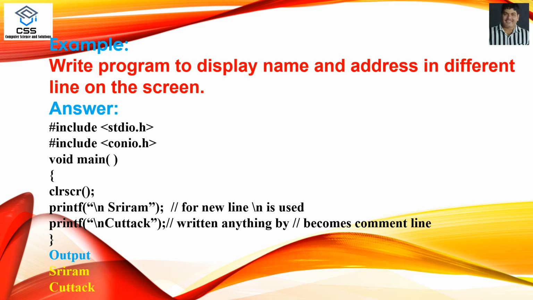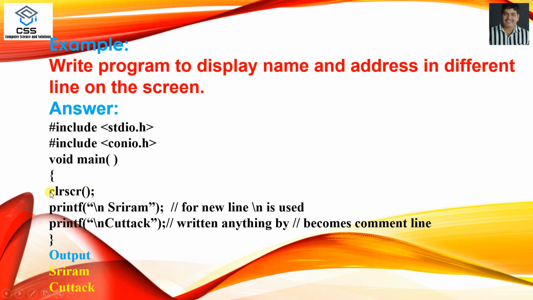Last time we discussed only one message being displayed in the output by the printf statement, but now the second example comes into role. We have to write a program where the name and address will be displayed in different lines on the screen. As usual, there is no need to discuss header file use and main function use. Directly we come to the new thing, that is clrscr.